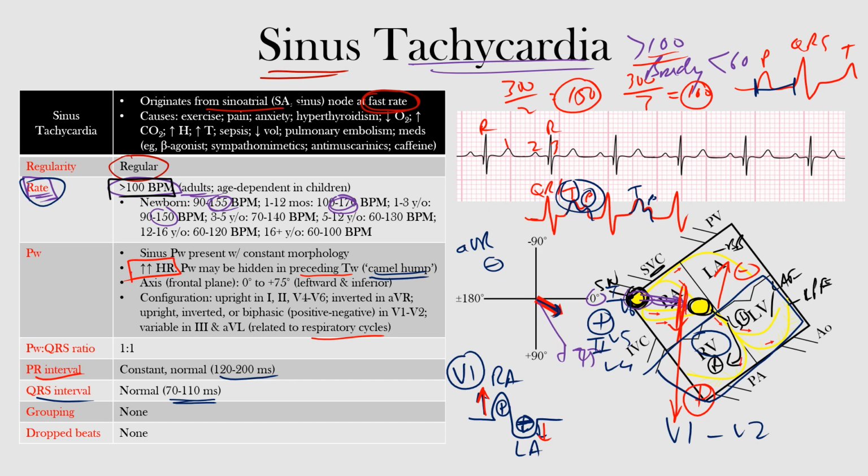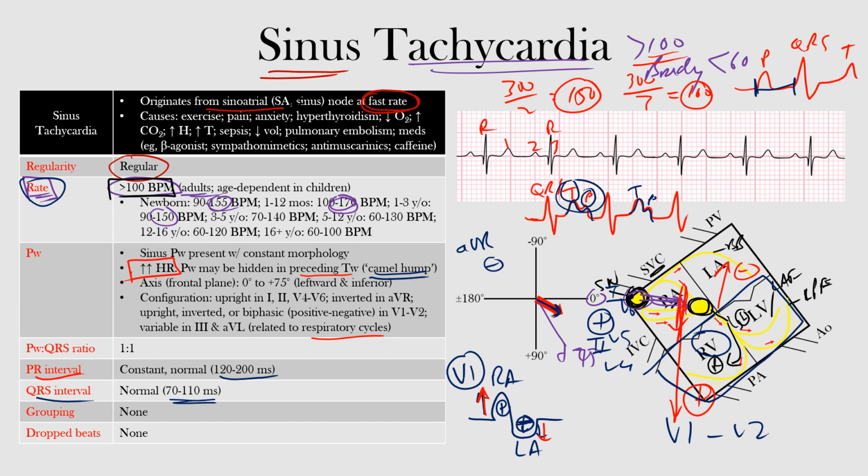All right, so let's briefly review what we discussed before we end. Again, sinus tachycardia originates from the sinus node, just as the name implies, but in this case, it's happening at a faster rate. It's a regular rhythm. The rate is above 100 beats per minute in adults. The P wave axis will be normal. You'll have these sinus P waves that have the same constant morphology. The axis is leftward and inferiorly, between 0 and positive 75 degrees.